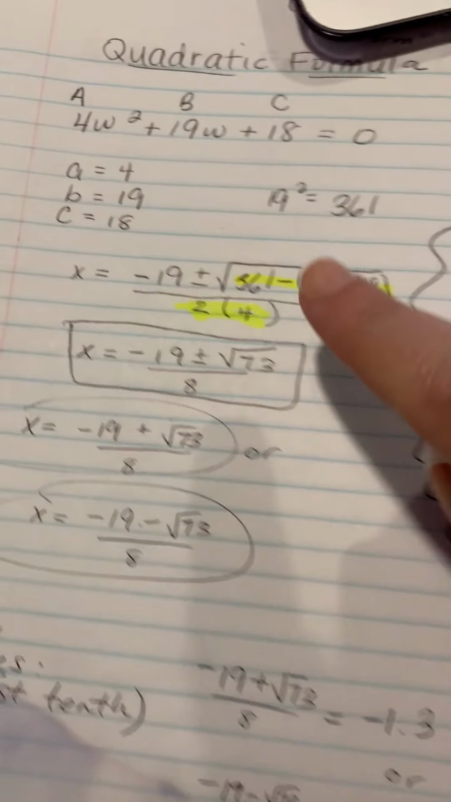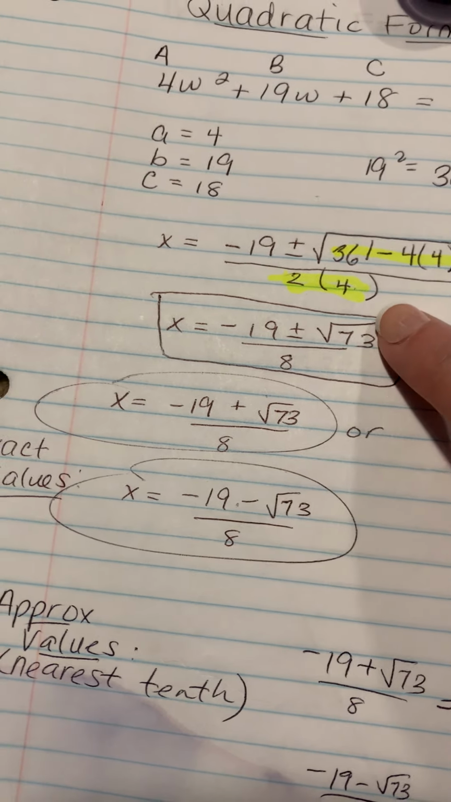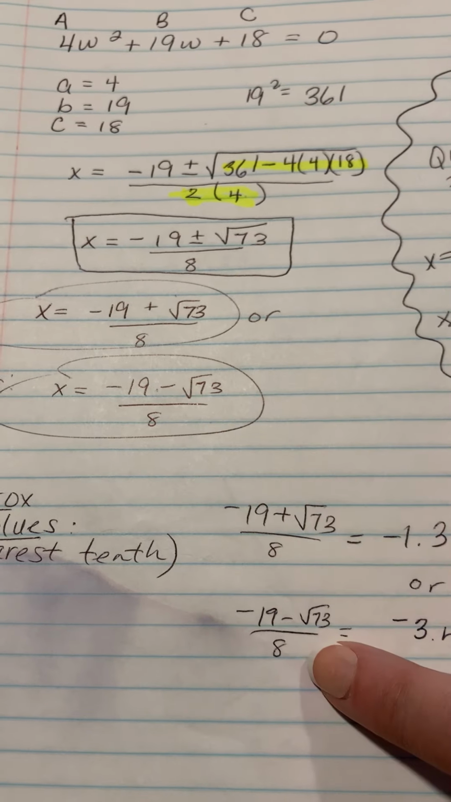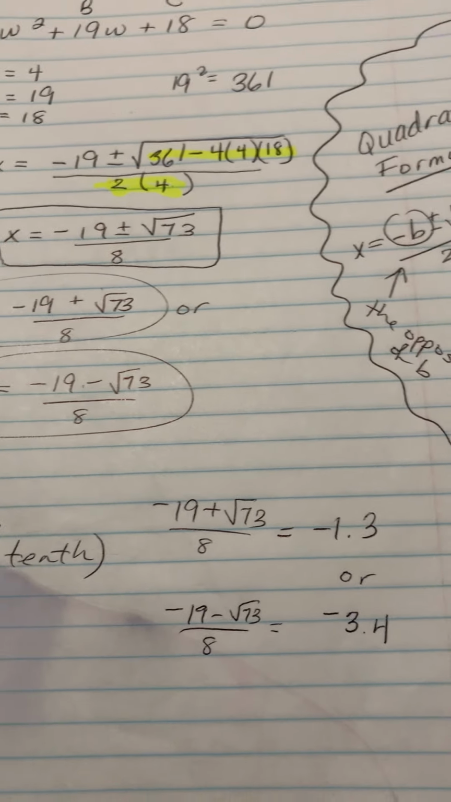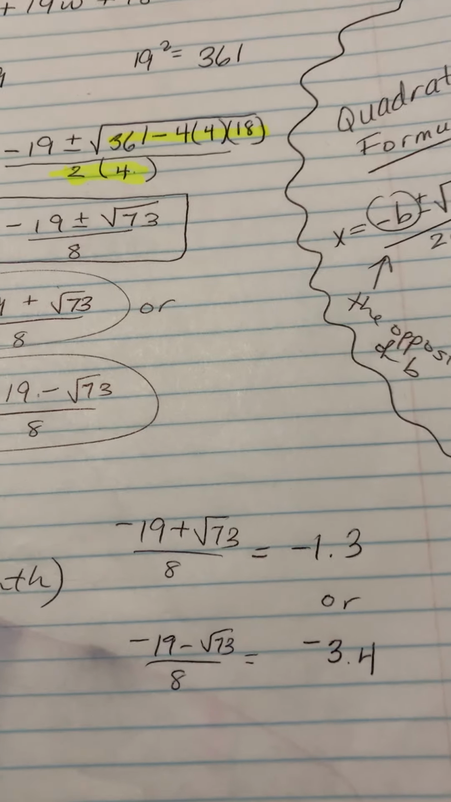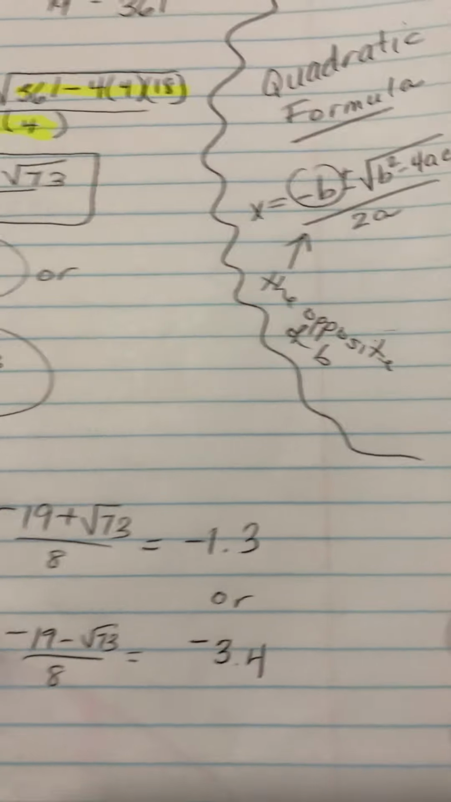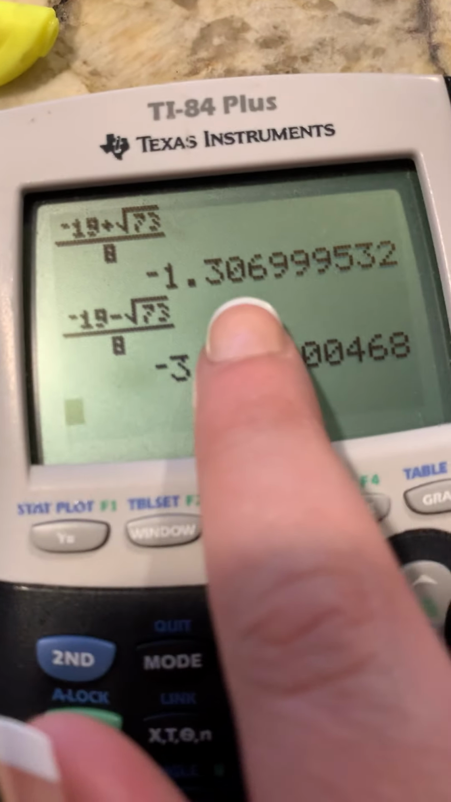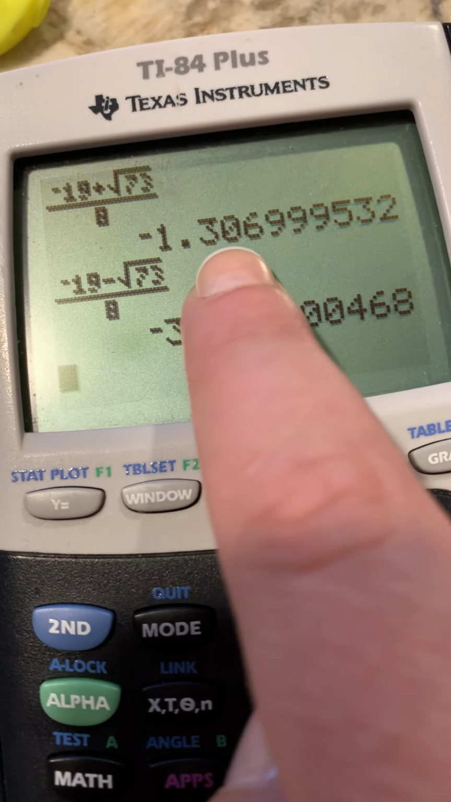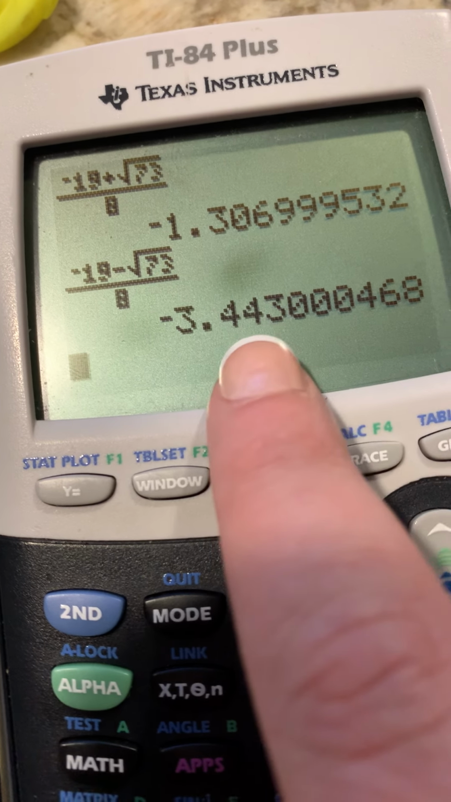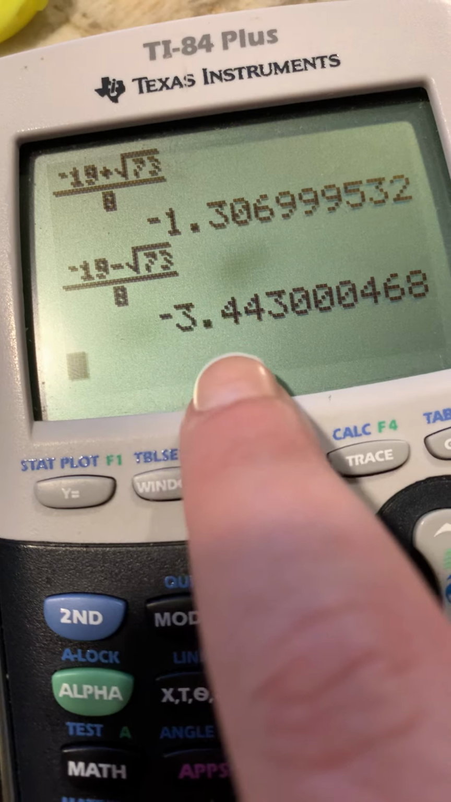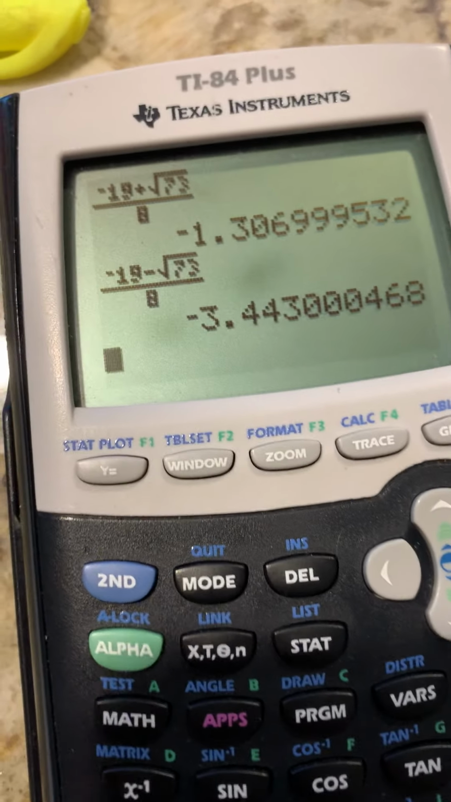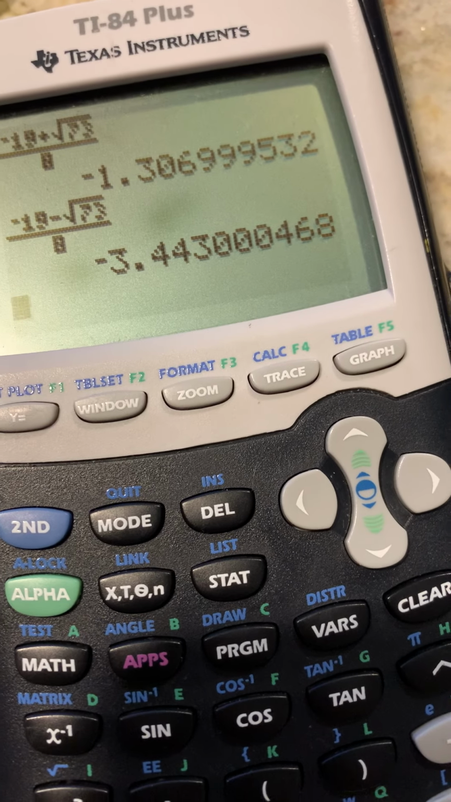So if they want exact values, you would leave this. It really means this, but you can actually use the plus or minus sign. But if you want approximate values, you have to take these, put them into your calculator and get decimals, and then round those decimals to what they're asking you to round them to. In this case it was nearest 10th, that would be 1 decimal place. If it was, let's say, nearest hundredth, remember that would be 2 decimal places, so it would be 30 or 31. So the 6 would make it go up to a 1, so 31 for that one, negative 1.31. And this would be negative 3.44 because the 3 behind it would keep the 4 a 4. It would not go up to 45. But it all depends on what they ask you to round to.